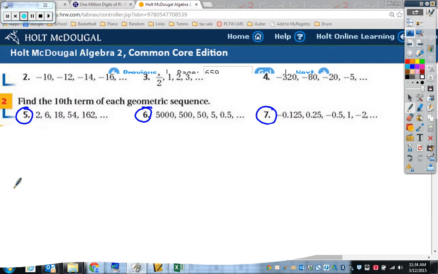Now see if you can find the 10th term of numbers 5, 6, and 7. Go ahead and pause the video and I'll give you the answers after you hit play.